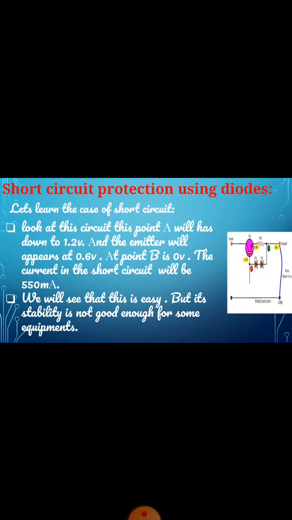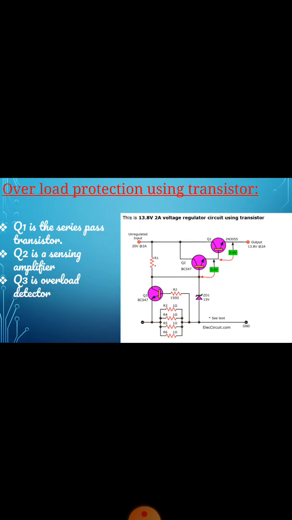Short circuit protection using diodes. Let us look at the case of a short circuit. Look at this diagram. Point A will be held at 1.2 volts and the emitter will appear at 0.6 volt. At point B is 0.0 volt. The short circuit current will be 550 mA. We will see that this is easy, but it is not good enough for some equipment.